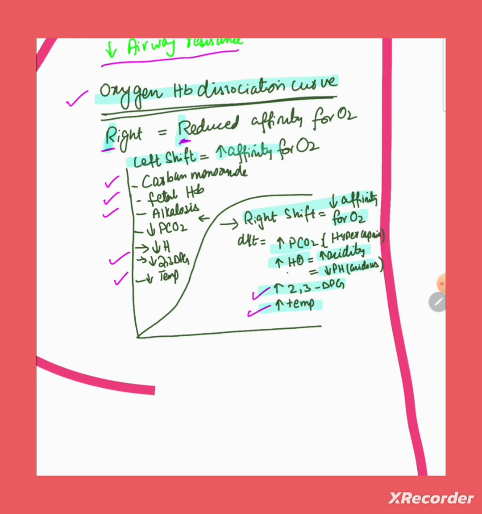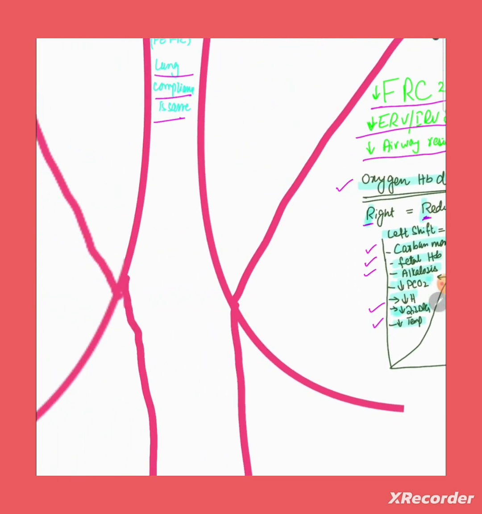Left shift is for increased affinity for oxygen, and it is due to carbon monoxide, fetal hemoglobin, alkalosis, decreased PCO2, decreased hydrogen ions, decreased 2,3-DPG, and decreased temperature.